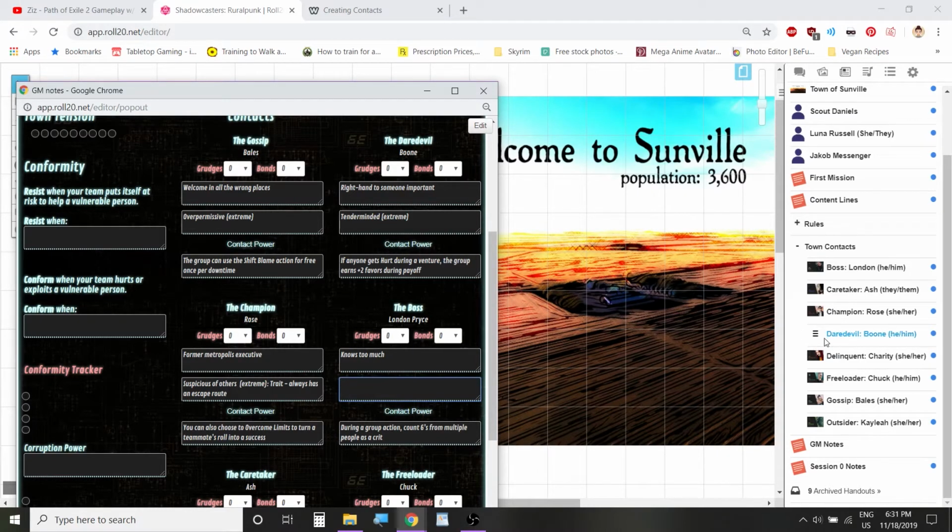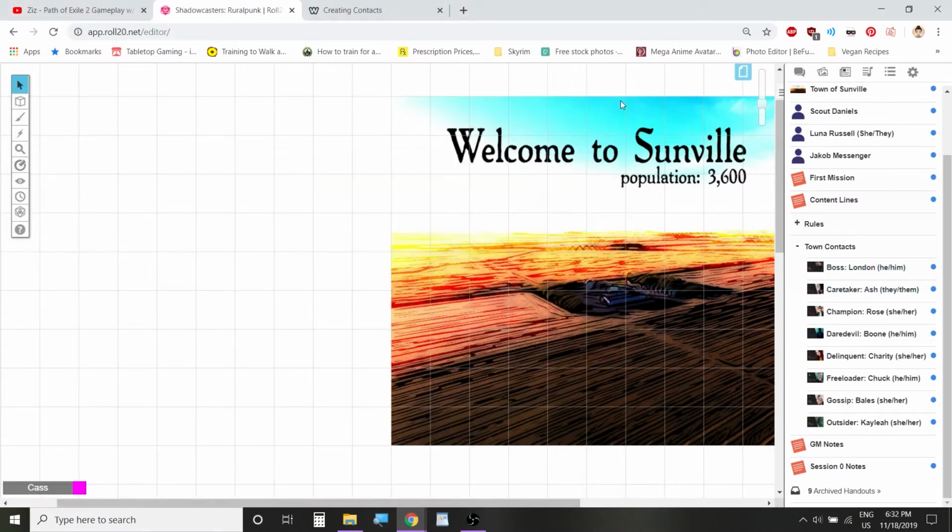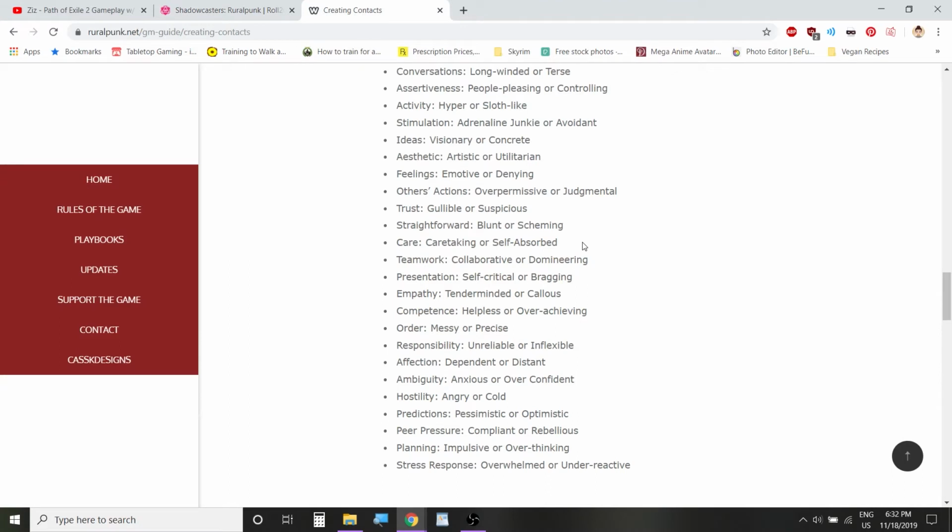So we're going to look over at our boss. If I remember right, no one has a relationship with him. So we're just going to grab an extreme, and then we'll fill in the trait once we know more about him.